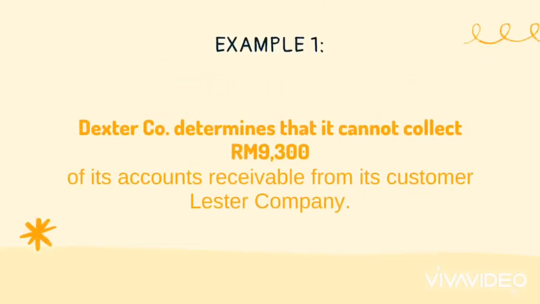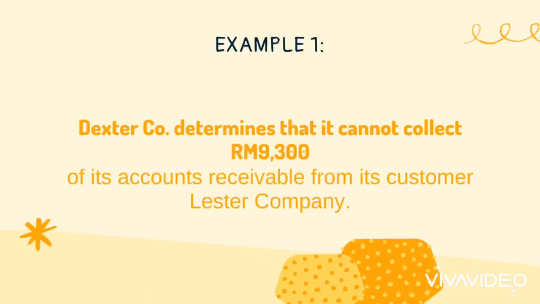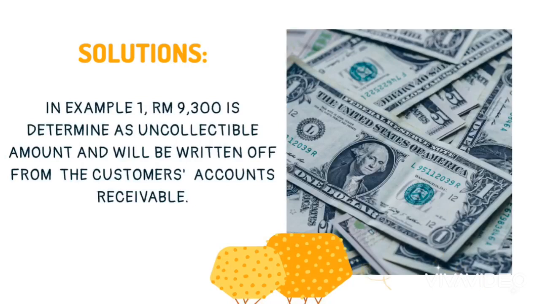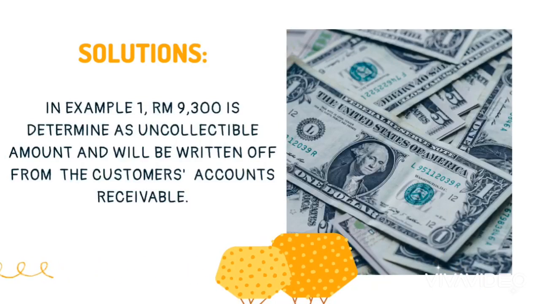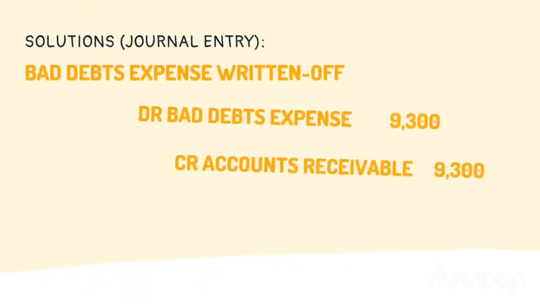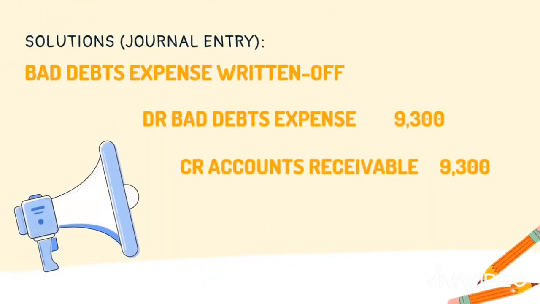Example 1. Dexter Company has determined that it cannot collect Rm 9,300 of its accounts receivable from its customer Lester Company. So how do you go about with a solution for this example? So in example 1, Rm 9,300 is determined as bad debt expense and will be written off from the accounts receivable. So the solution for this example in a form of general journal is debit bad debt expense and credit accounts receivable 9,300.